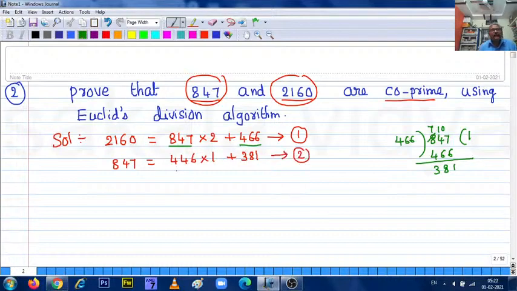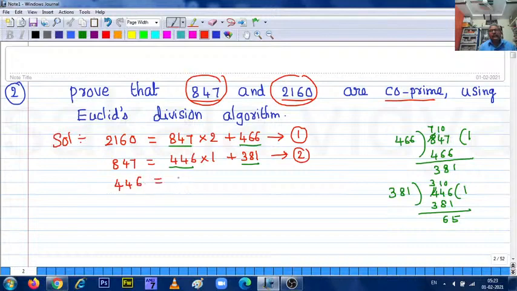Now we need to apply the algorithm on both these two numbers. So now 446 is divided by 381. 381 one time is 381. Subtract, you will be getting 65. So we can write this 446 equals 381 times 1 plus 65. This is equation 3.